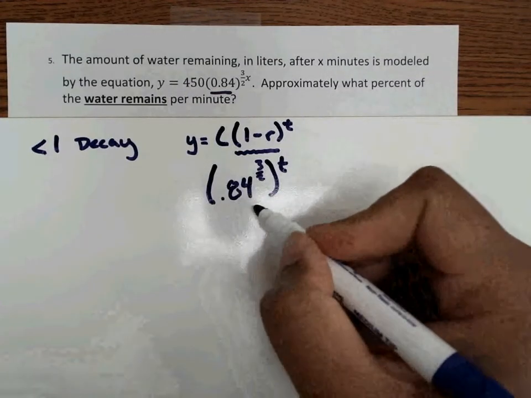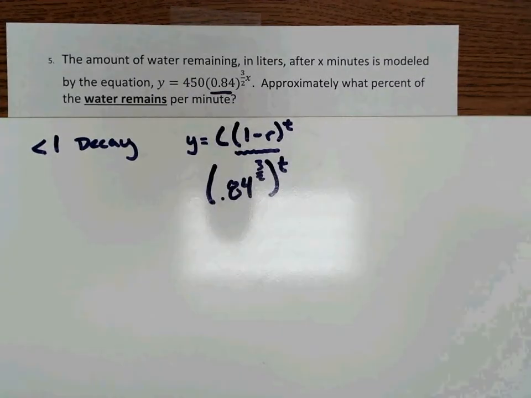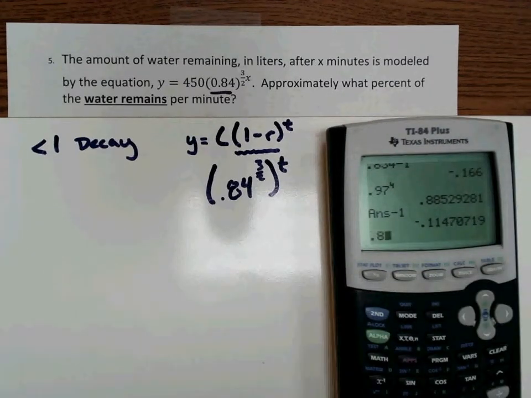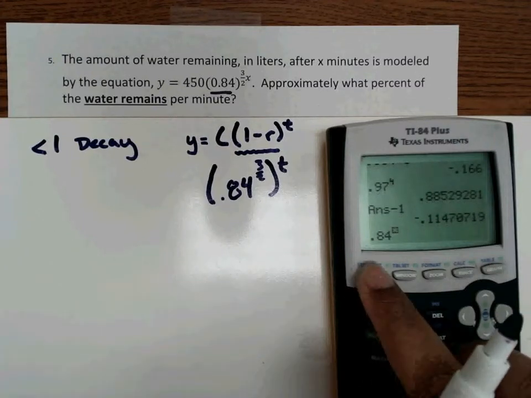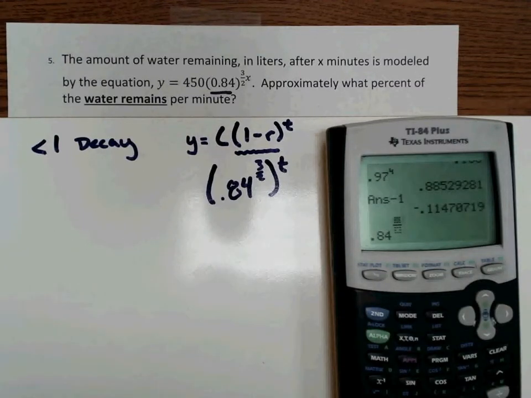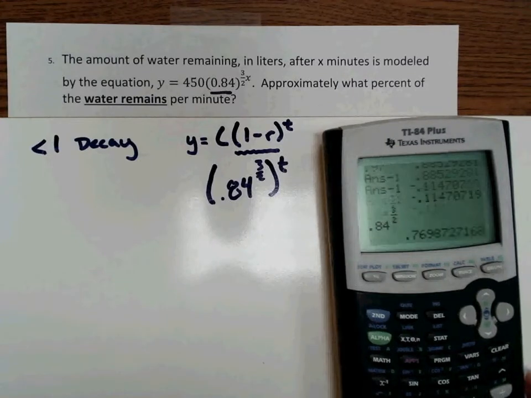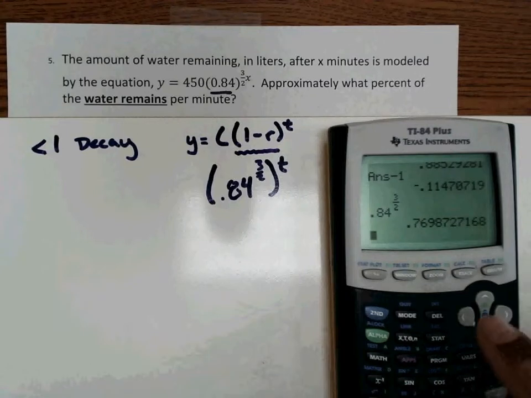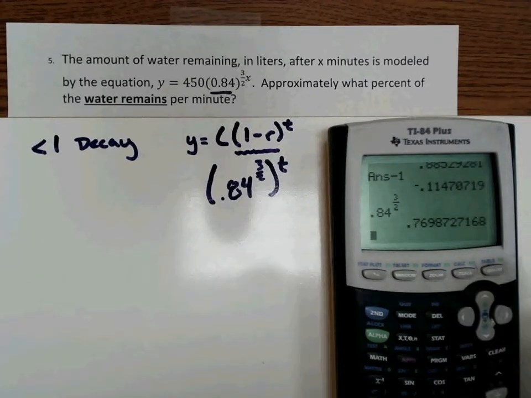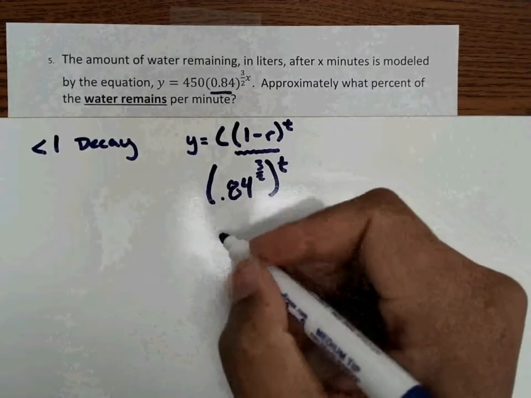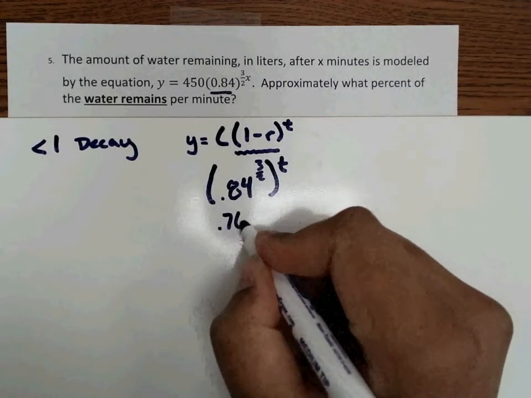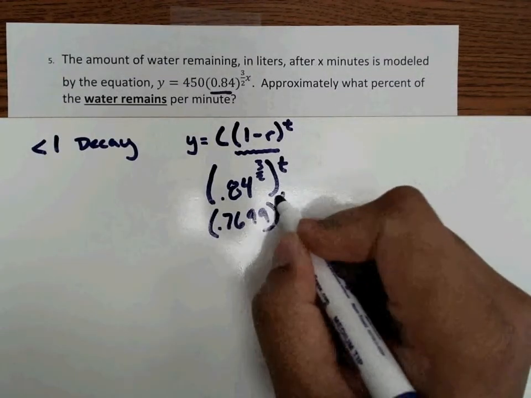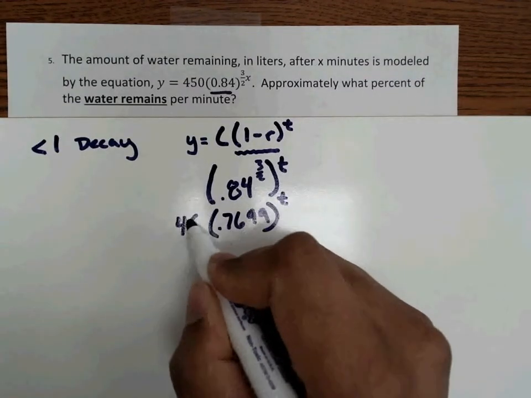So now we have 0.84 to the 3 halves raised to the t. So we're going to use our calculator. We're going to put in 0.84, and raise it, using alpha y equals for the fraction, to the 3 halves. And we get our new number that will be in that inside area, 0.7699. So we have 0.7699 raised to the t, and we have the 450 on the outside.